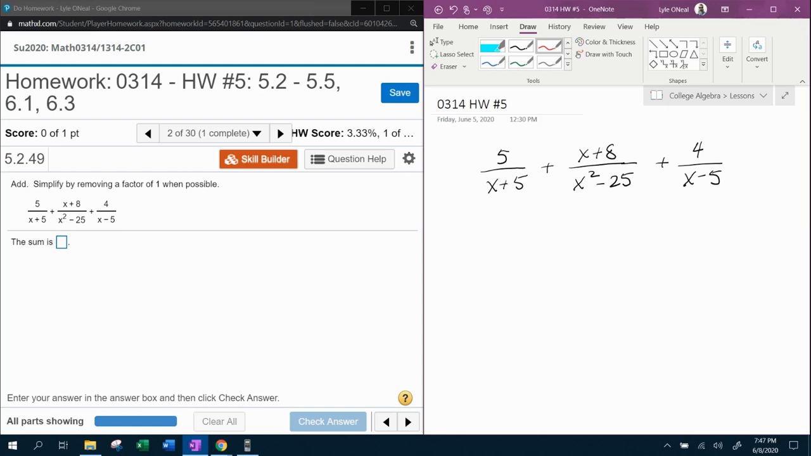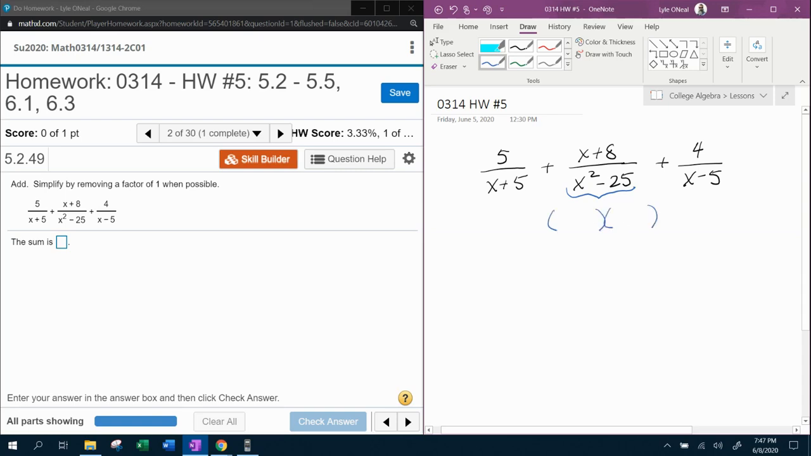And so again, if we're going to add rational expressions, we need a common denominator. Also, if any denominator will factor, you have to factor it first before finding a common denominator. Here we notice that x squared minus 25 is the difference of two squares. And so we need to go ahead and factor that.